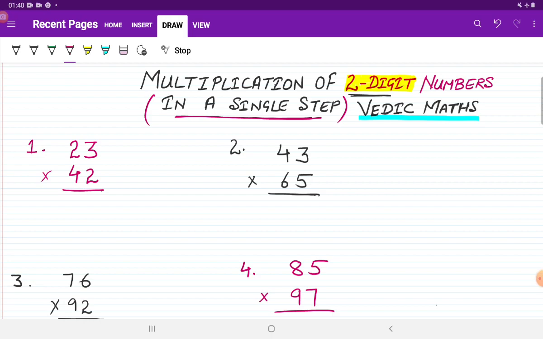Today we'll do one more trick of multiplication. We'll learn multiplication of two-digit numbers in a single step. It's a very easy and time-saving trick.